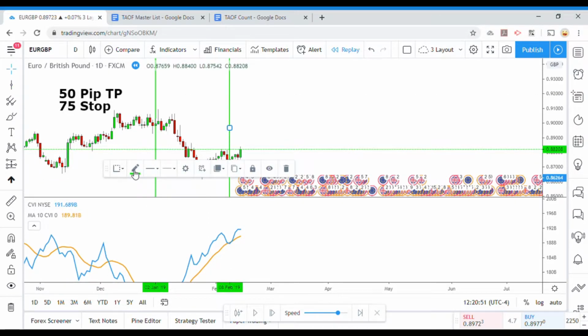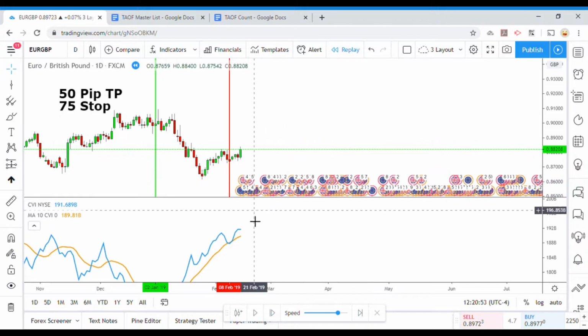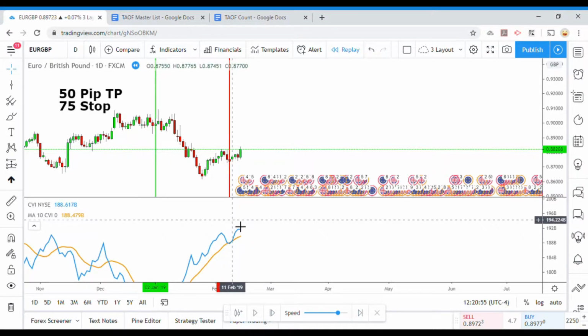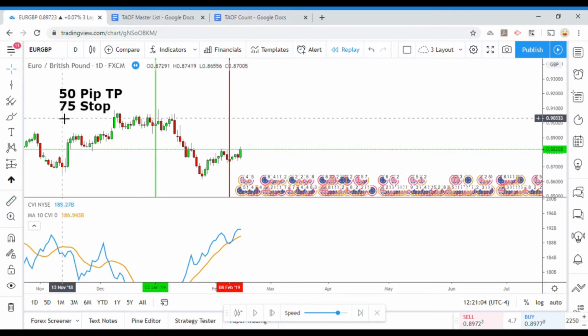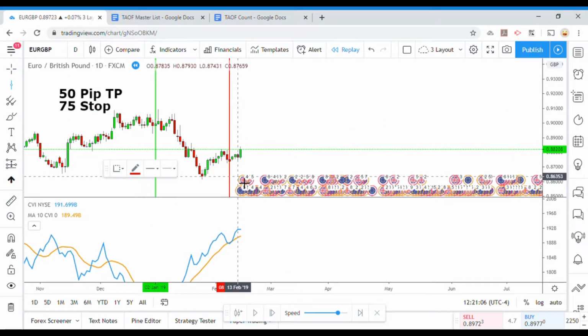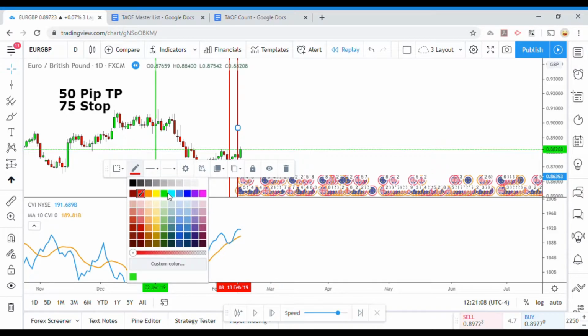A sell signal, turned around, bounced right back up above, giving us a buy signal right here. And another win.